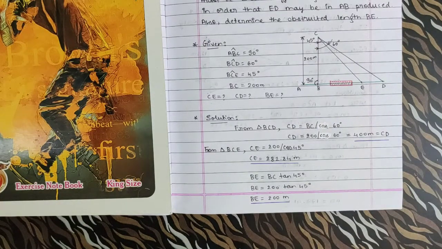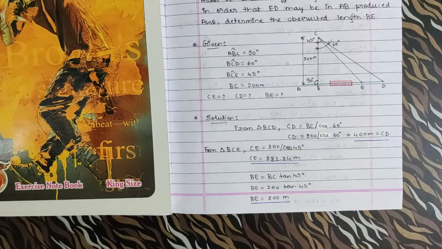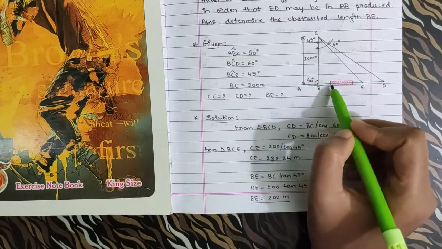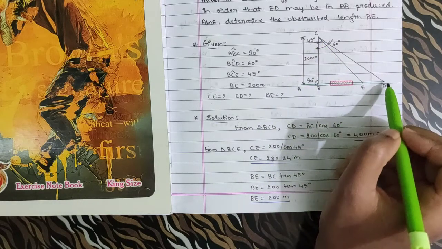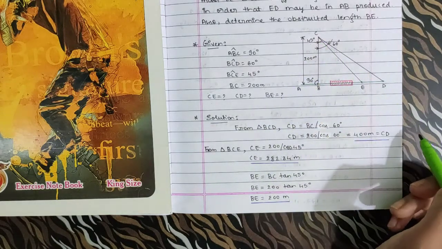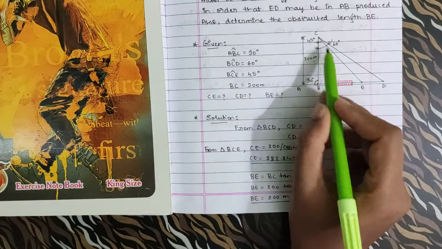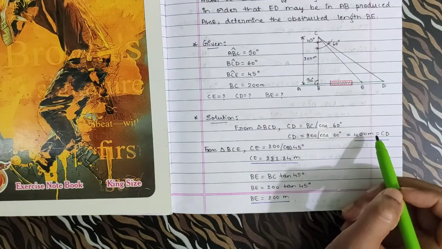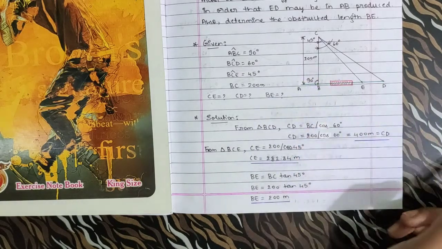Now, using the cos rule here, suppose this is your right angle triangle, isn't it? This is one right angle triangle and this is one more right angle triangle. Now you have to find out the hypotenuse length. CE is a hypotenuse length and CD is also a hypotenuse length, isn't it? And here the adjacent length is 200 meter.